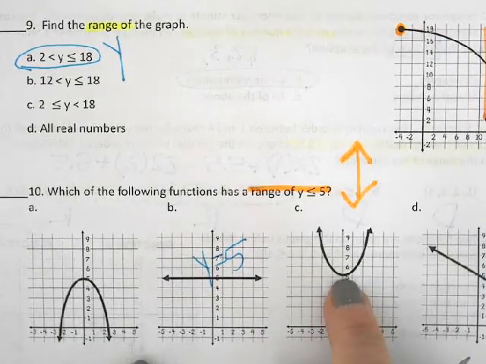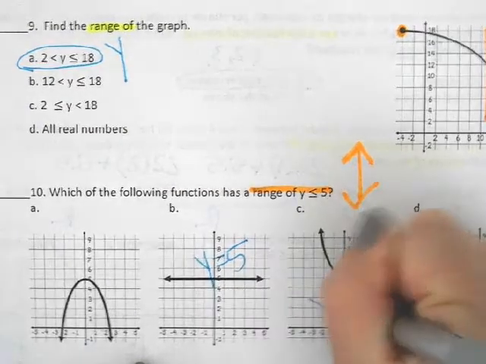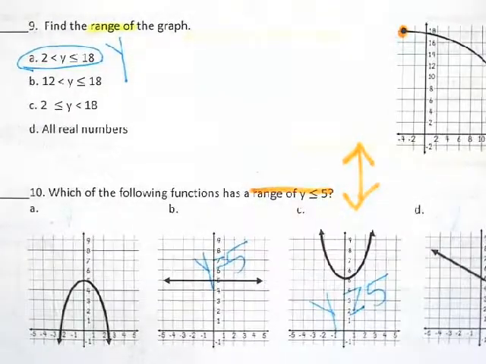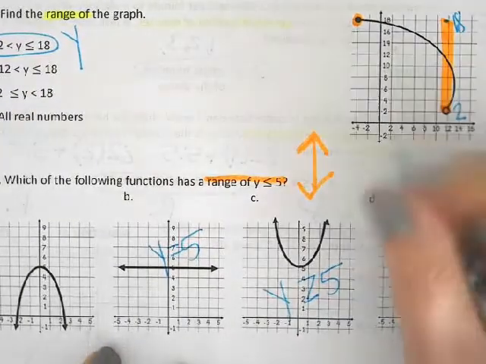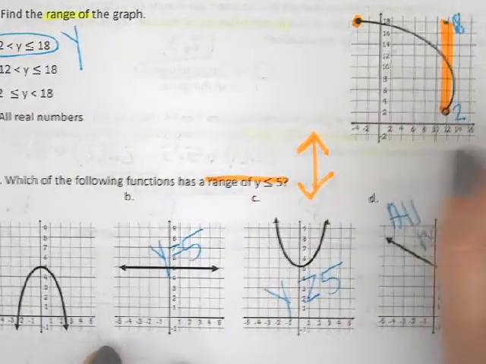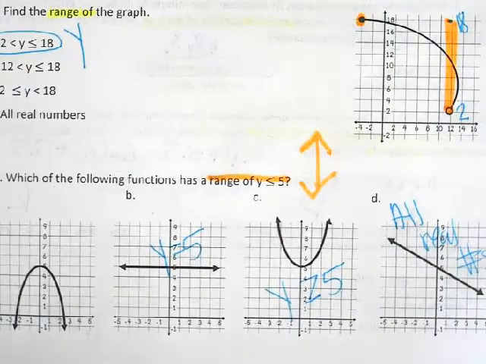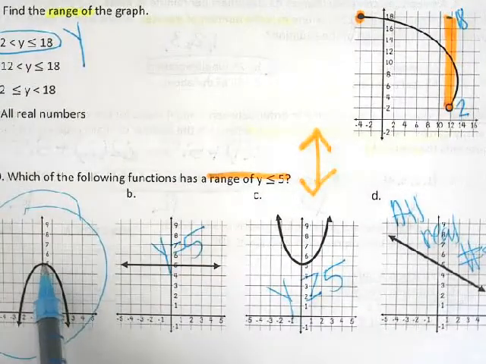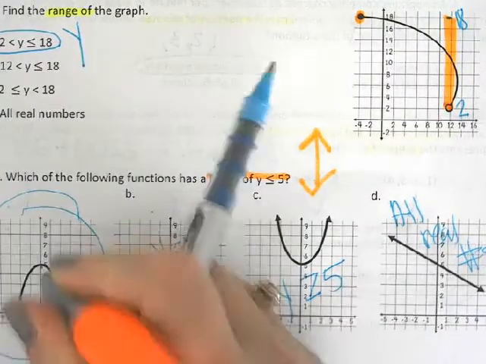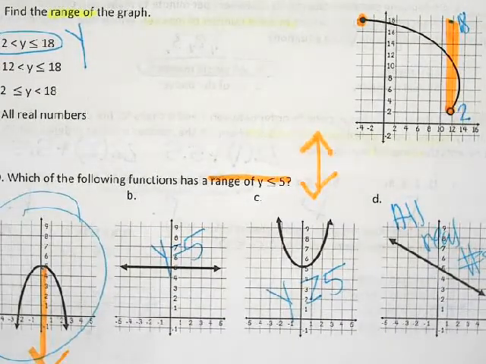C is not less than, it's greater than. So this would not be it. This is greater than 5. D, because it has arrows at the end and it's a linear line, is all real numbers. So the only one it could be is A. It means it starts at 5 and it keeps going to negative infinity. So my largest number is 5 and it keeps on going forever. So y is less than or equal to 5.